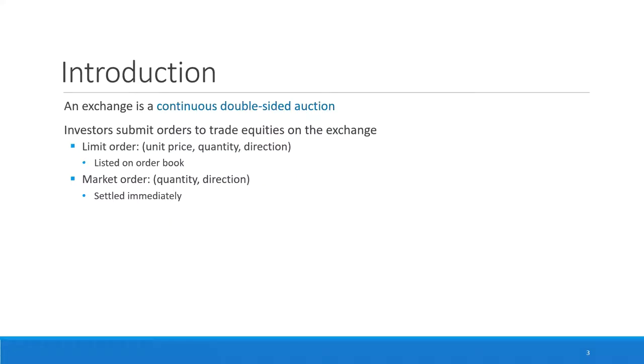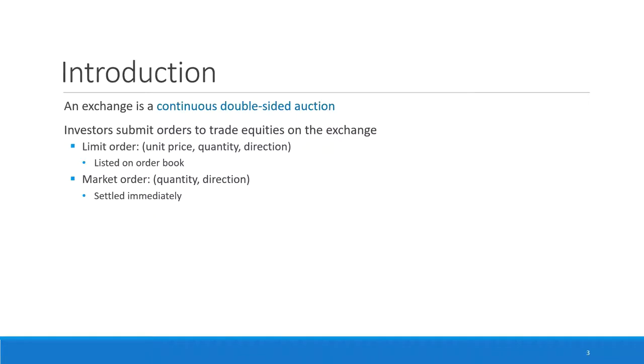So to start the introduction, I'd like to talk first about exchange. An exchange is considered a continuous double-sided auction where we have bidders against sellers or buyers against sellers. So that's why it's called double-sided. And it's continuous because it matches whenever there are two matching orders, they are settled immediately.